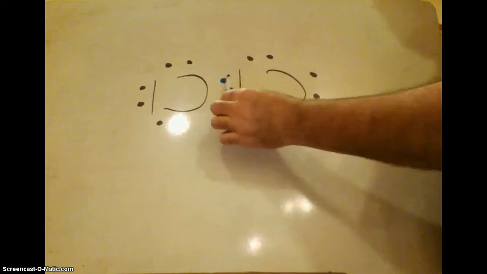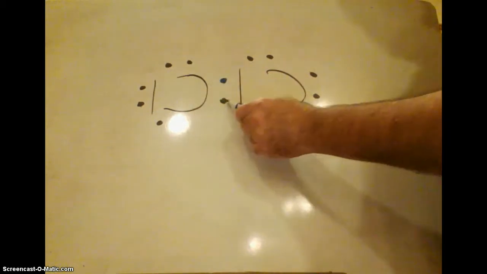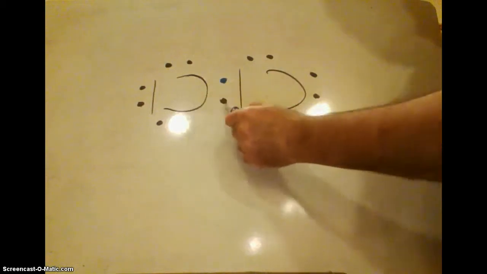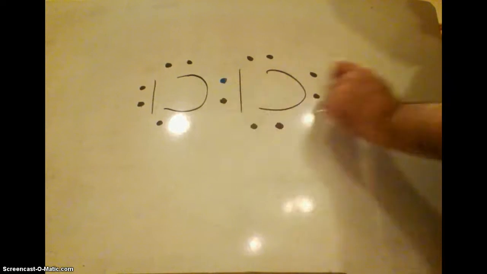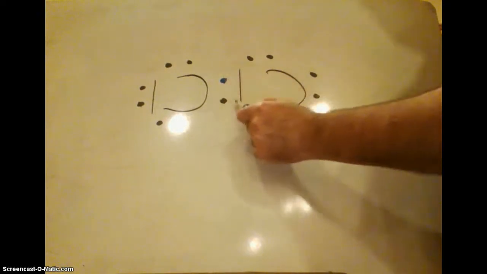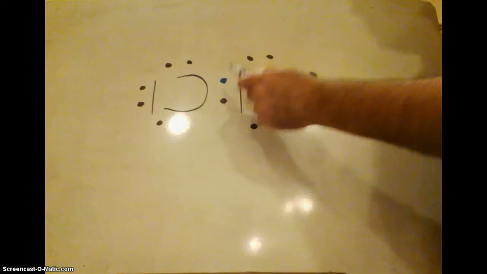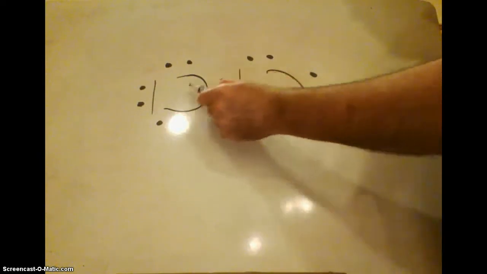So what happens is this. In a sense, they both borrow an electron from each other. This electron originally belonged to this atom, but this atom is now borrowing it. This electron originally belonged to this atom, but this atom is now borrowing it. They're both tugging on these electrons. They're sharing them, and as a result, these two electrons belong to both atoms.